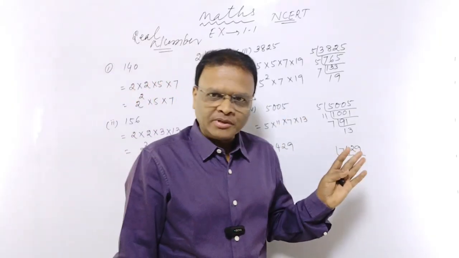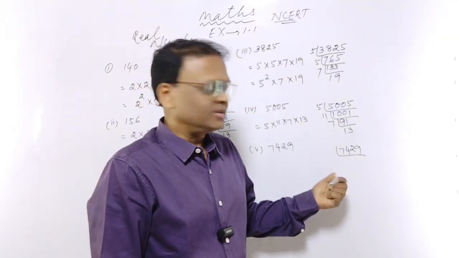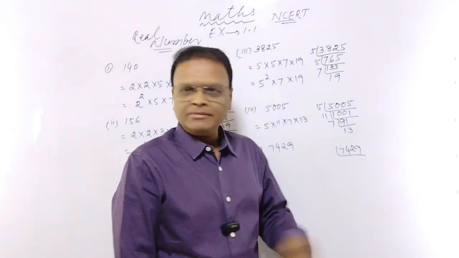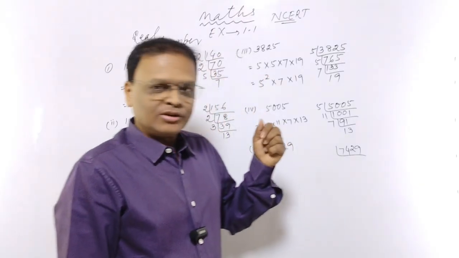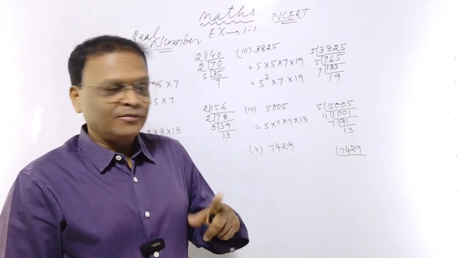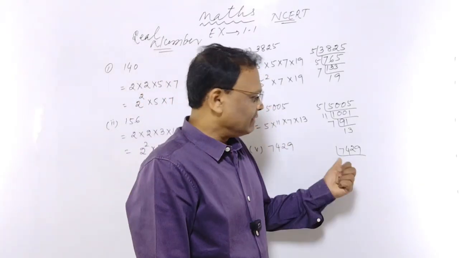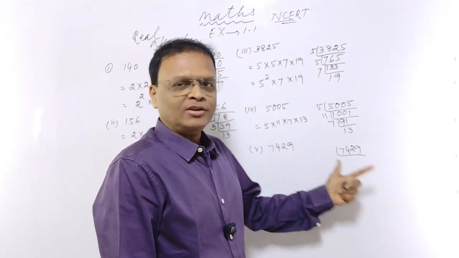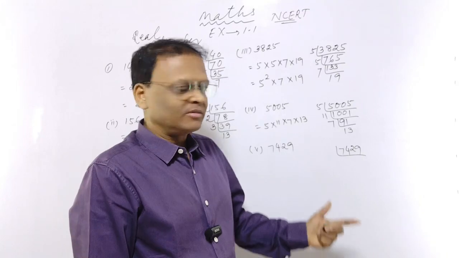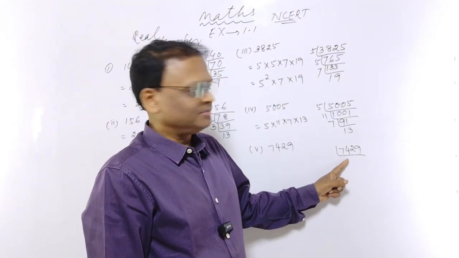4 is not possible because it is not divisible by 2, therefore it's not divisible by 4 also. 5 not possible. 6 not possible. Why? Because it's not divisible by 2 and 3, therefore it is not divisible by 6. Is it divisible by 7? No, never. 8 no chance. Why? Because of 2 and 4. 9 no chance.